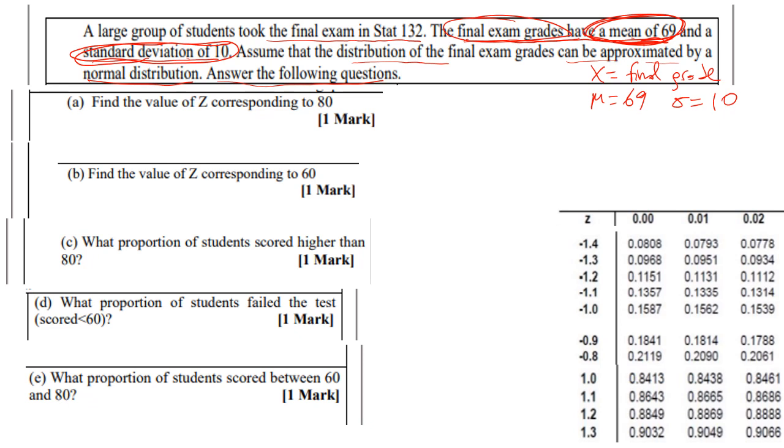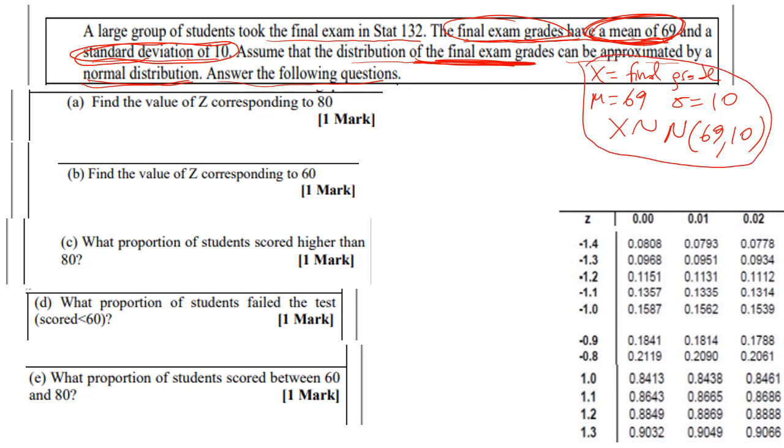Now, it says it is approximated by a normal distribution. What is approximated by a normal distribution? The distribution of an exam grade. So you can say X is normally distributed with mu 69 and standard deviation 10. These are the ones given to us.